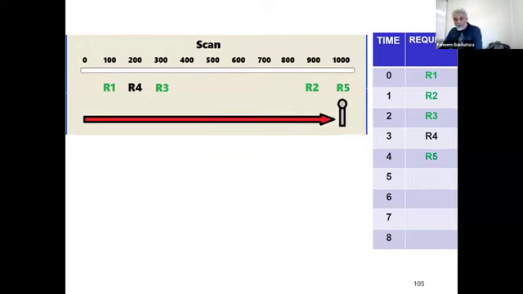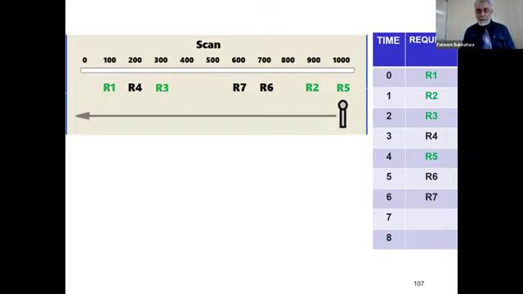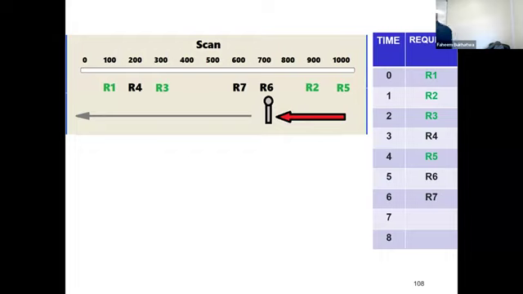And while it's serving 5, more requests came along. So poor number 4 is still waiting. And we're still heading in this direction to the last track number 1000, and then turn back. We're going to be going back, and on the way back, we find the request number 6, we serve it, and then number 7, and number 4 is so poor, it's still waiting.